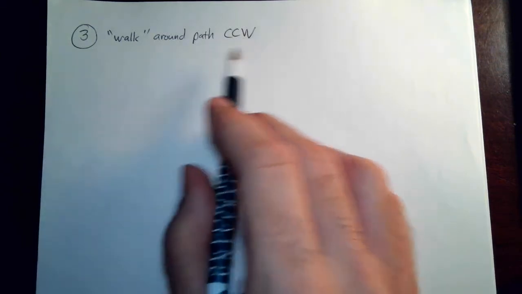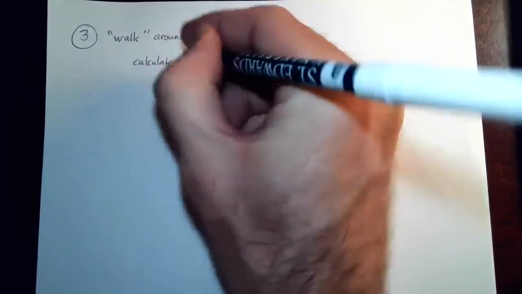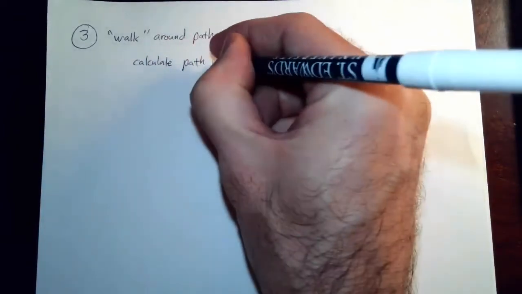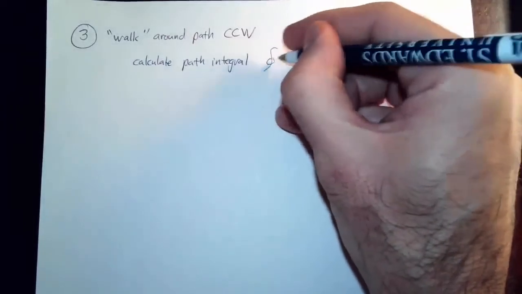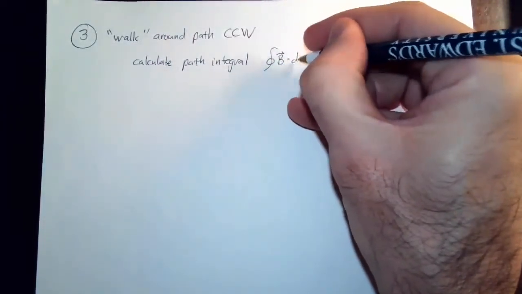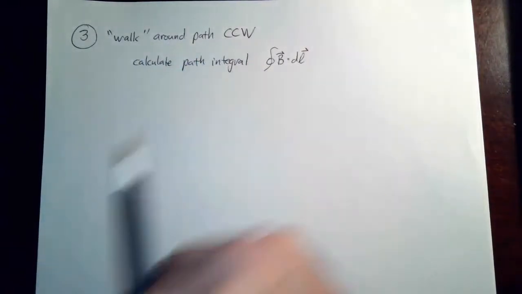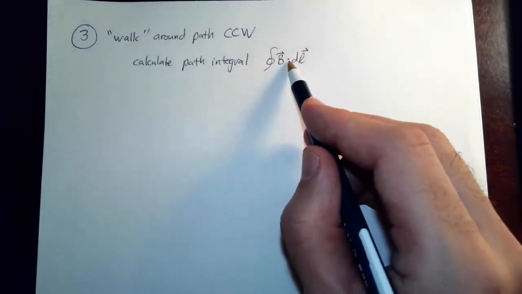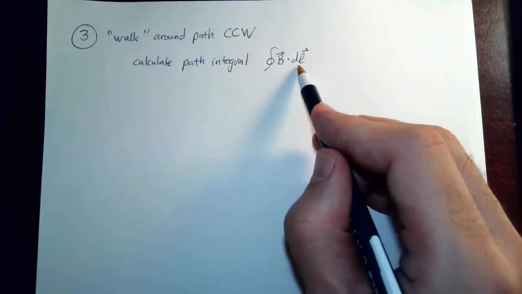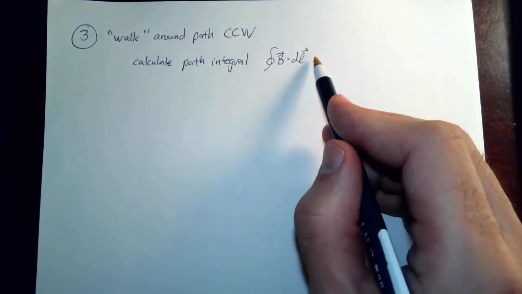And our reason for walking around this path is because that allows us to calculate the path integral, which is the left-hand side of Ampere's law. So we're going to calculate this integral by walking around the path counterclockwise. And at every point, taking the dot product between the magnetic field and dl. dl is a vector pointing in the direction we are walking.